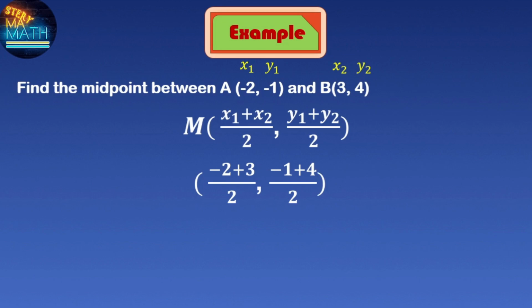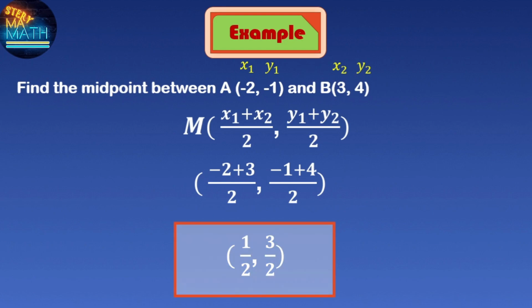Now we can simplify the numerators. -2 plus 3 is 1, over 2, and -1 plus 4 over 2 is 3 over 2. So the midpoint between A and B is (1/2, 3/2). Let's take an example that contains fractions.